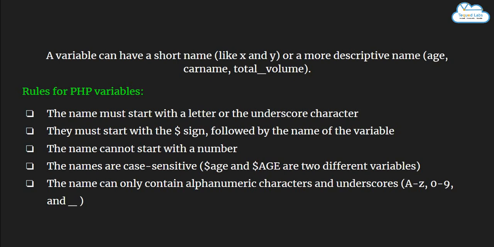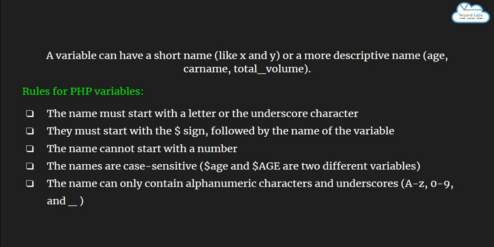The names are case sensitive. $age in small letters and $Age are two different variables. Understand this. They are case sensitive basically, right? So it is not like your keywords in PHP. They are case sensitive. So the name can only contain alphanumeric characters and underscores. You can see the example, that is A to Z, 0 to 9 and underscore.